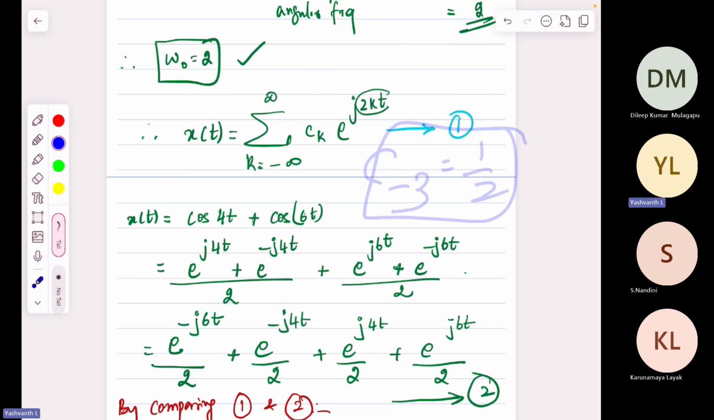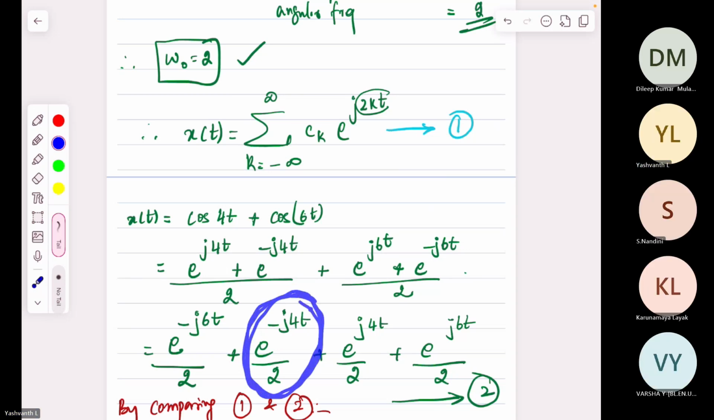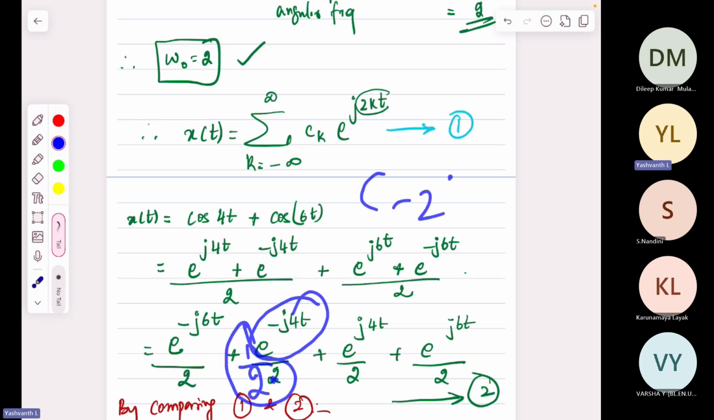Now tell me, for the second term, which c will be non-zero? Minus 2, correct. And what is the value of c minus 2? The coefficient of e^(-j4t) is half. Therefore, c minus 2 will be equal to half.